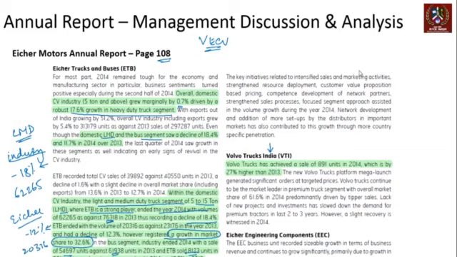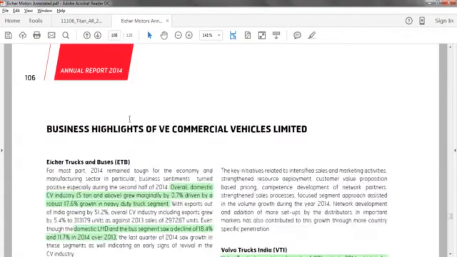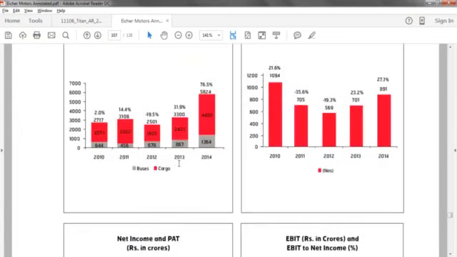We can take a look at this from the annual report as well. So in the annual report, somewhere on page number 18, they talk about annexure to director's report and management discussion analysis. This part is only for the bike segment. And then somewhere around page 108, they talk about the business highlights for Volvo Eicher Commercial Vehicles Limited, right? These are the business highlights. In fact, they've given a lot of charts around these as well.